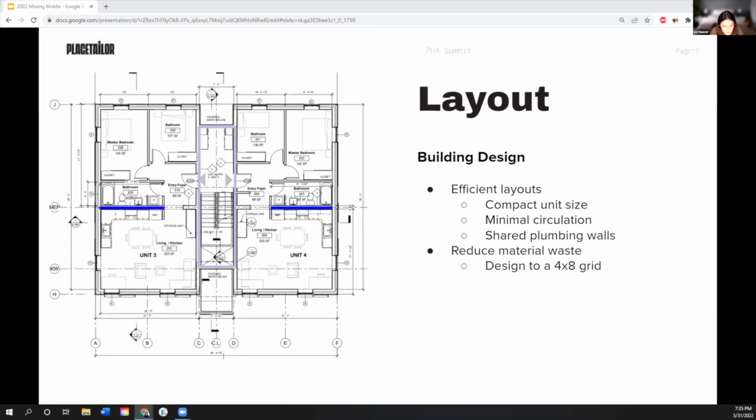We also utilized efficient layouts, so compact unit size, and we focus on minimizing circulation within the building. And we utilized shared plumbing walls for efficiency. What was also clever about this design was we built to a 4x8 grid. This reduced material waste and reduced cost for materials. And the 4x8 is based on your standard plywood sheathing, and so the windows were spaced according to that.